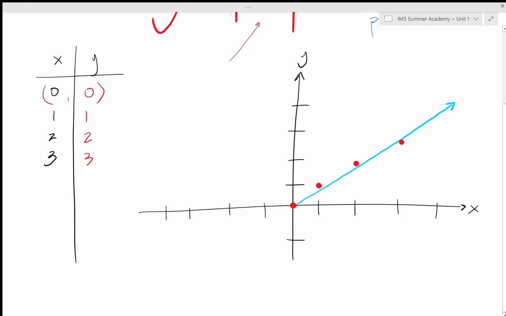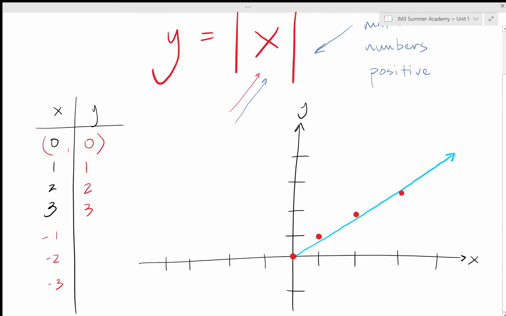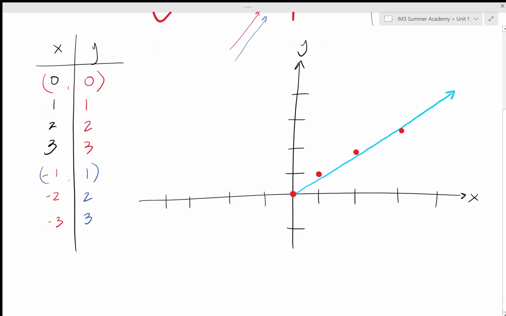We're trying to guess the trend. But let's plug in some negative values over here. So the next one might be negative 1, negative 2, or negative 3. And let's see what happens when we plug those into this equation now. So if I plug in a negative 1, remember, you plug a negative number into an absolute value, it's going to come out positive. So we're going to get a positive 1. Same thing for negative 2. It's going to come out as positive 2. And negative 3 is going to become positive 3. And now we have another set of points that we can go ahead and graph.